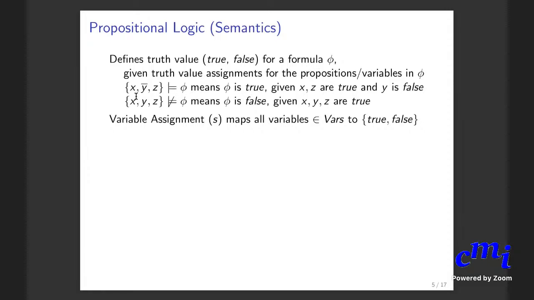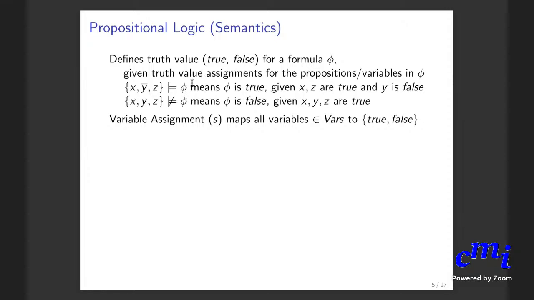The notation we use is, given a truth assignment, we say that phi holds, or phi is true, written this way. It actually means that phi holds, or phi is true, given x, z are true and y is false. Similarly, we say that phi does not hold, which also means that phi is false, given x, y, z are true. That's what this thing means.